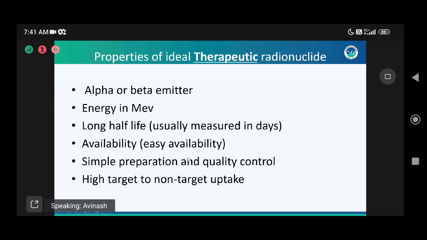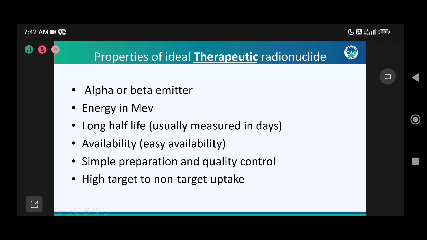Coming to properties of an ideal therapeutic radionuclide, it should be either a beta emitter or an alpha emitter. As I told you, the ionization power of an alpha emitter is the highest and a beta emitter is relatively low. Because we are using it for therapeutic purposes, we need cell kill. Alpha has the highest cell kill compared to beta, and both are ideal therapeutic radionuclides. Energy should be in the MeV range, whereas for gamma emitting substances it is the KeV range. It is the MeV range because it has to deliver more energy in a relatively smaller space.